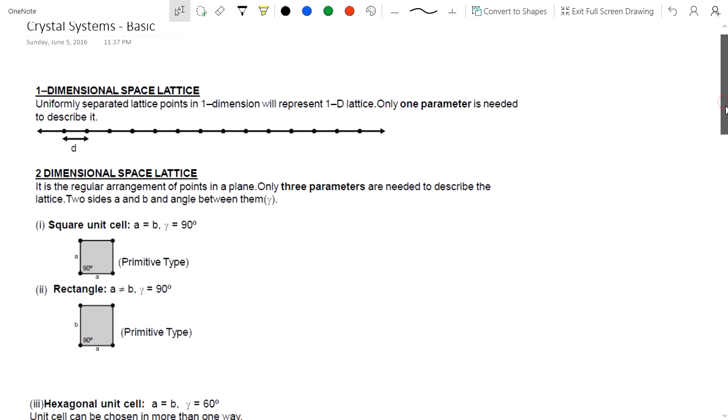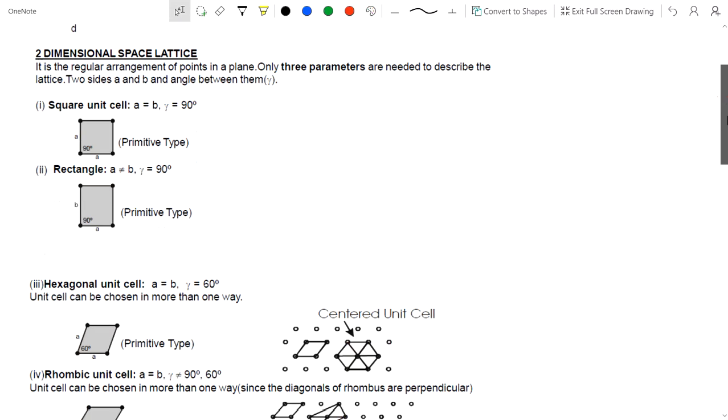The first one is the square unit cell, in which both the sides are equal, so A will be equal to B, and the angle between the sides is 90 degrees, so gamma will be equal to 90 degrees. The second one is called rectangle system, in which the sides will be unequal, so A will not be equal to B, and gamma will be still 90 degrees, so this particular angle between the sides is still 90 degrees.